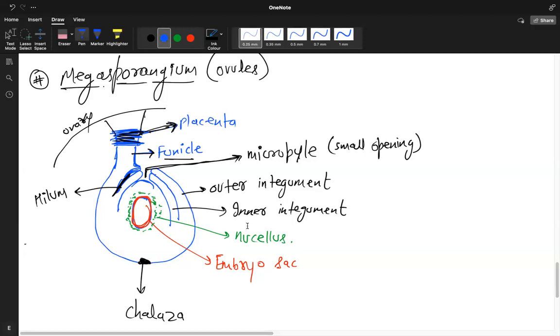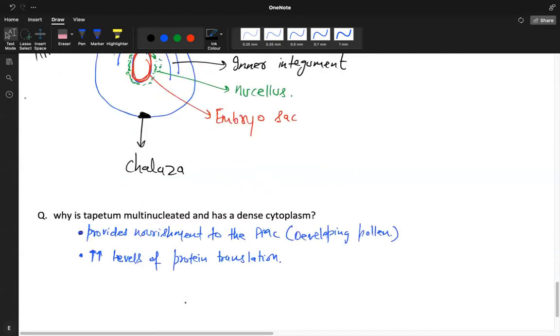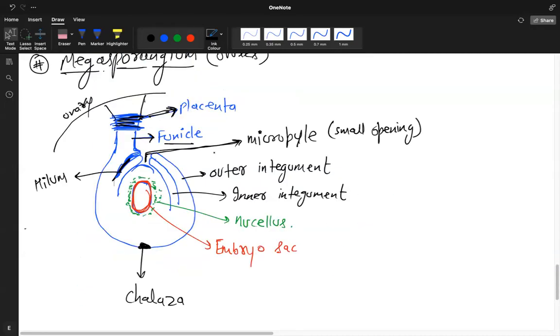There is a chalazal end and there is a micropylar end. The pollen tubes enter through the micropylar end, and then the chalazal end is on the other side. Yeah, that is the base, like the basal plate. Okay, cool.